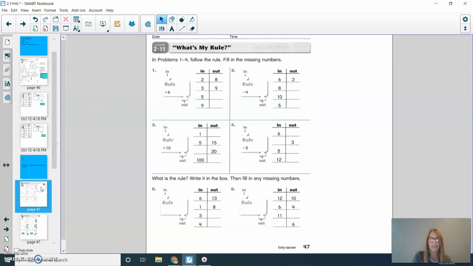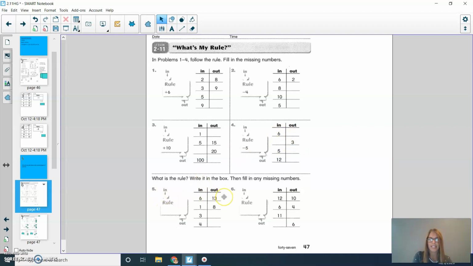So now when you're looking at the next one, you're still going to look at your in, but this time you have to subtract 4. When you're looking at number 3, you need to add 10. But be careful when you get to the out, like for number 20. Then you're going to have to do the opposite to find out what went in. And then for number 4, you're subtracting 5. But when you have 3, you need to do the opposite. So you need to think 3 plus 5.